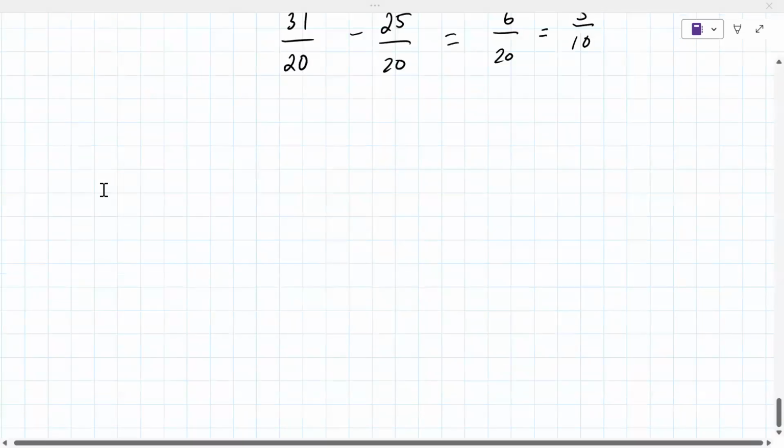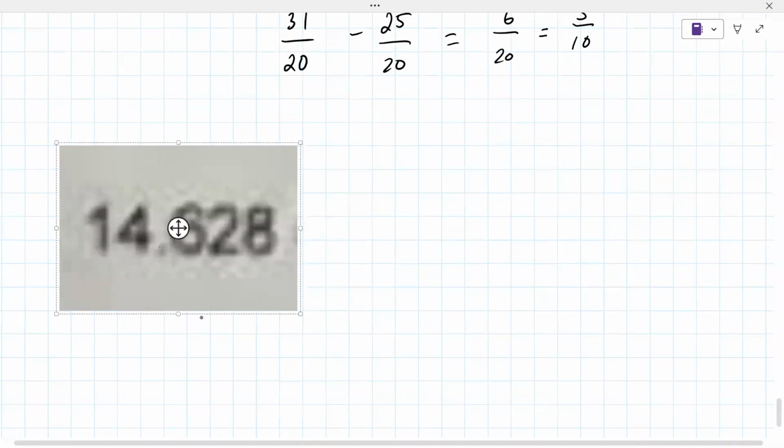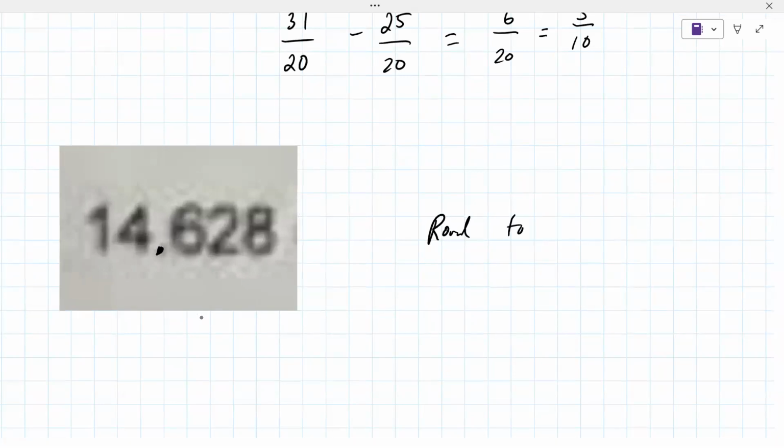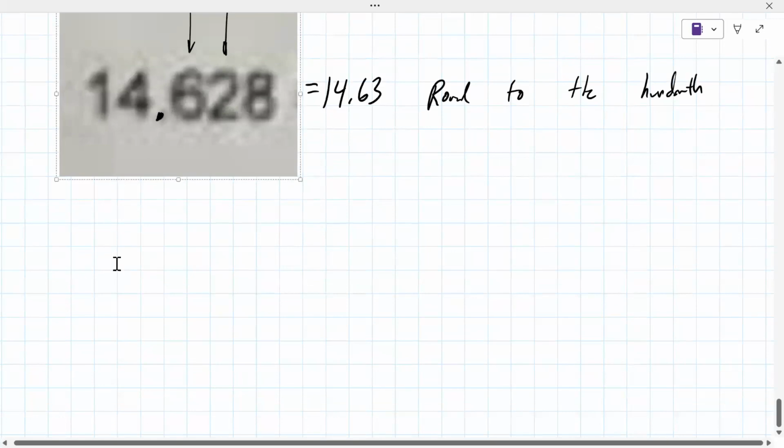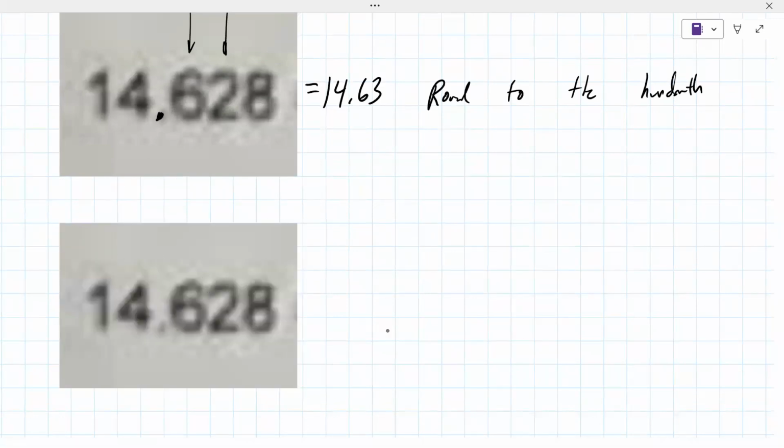Okay, let's look at this number again. We were looking at this earlier, 14.628. Let's round it to the hundredth place. Okay, so that's the tenths, that's the hundredths. So what would that round to? It would round to 14.63. Very good. And let's take the same number now and let's round it to the ones place. Okay, so it would be 15. You got it.